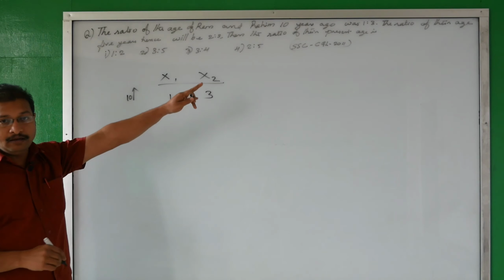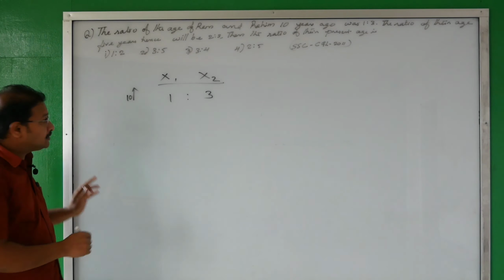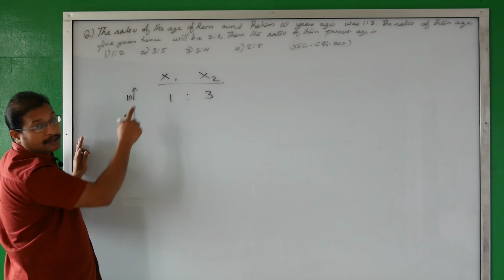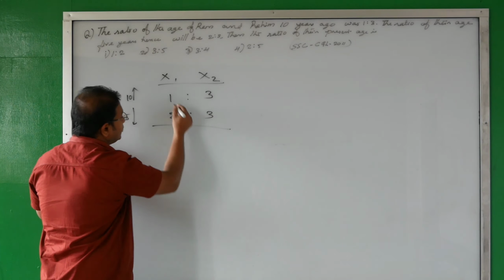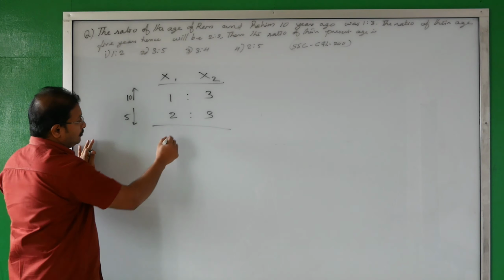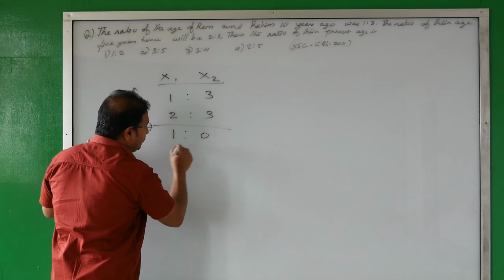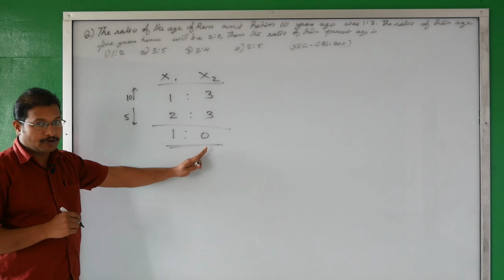Ready? Next one, the ratio of the age 5 years hence. That means we will be writing 5 years hence. What will be their age ratio? 2 is to 3. Let's see the difference. 2 minus 1, 1 is to 3 minus 3, 0. That means this is not possible because we are not getting the same ratio.